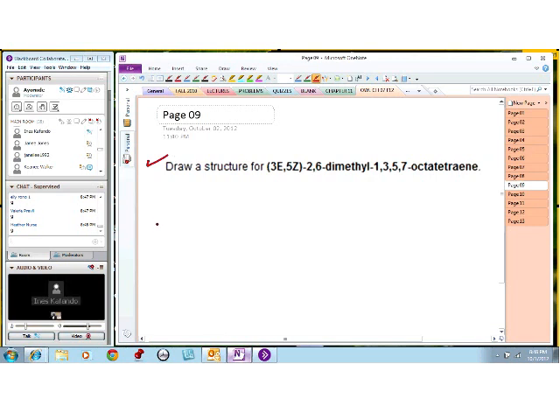Draw a structure for 3E, 5Z, 2,6-dimethyl-1,3,5,7-octatetraene.